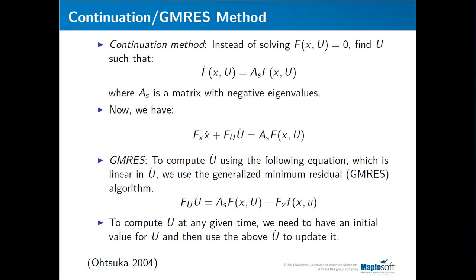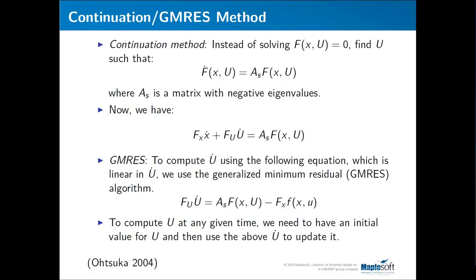This is how the optimality conditions are solved using the CGMRes method. The first part is the continuation method. Instead of solving F equals 0, we find U such that F dot equals AS F, where F dot is the derivative of F with respect to time, and AS is a constant matrix with negative eigenvalues. This is the design parameter. So if this equation is satisfied, regardless of where we start with F, it can be non-zero, it will converge to 0, because this is the dynamics of a stable linear system.